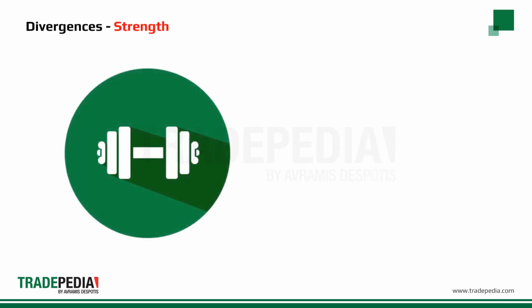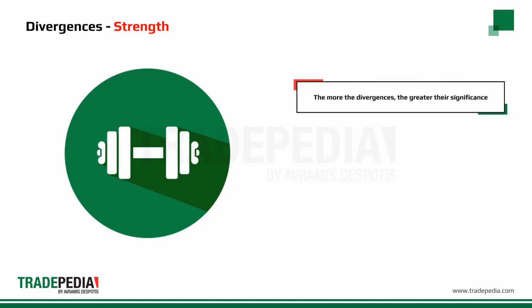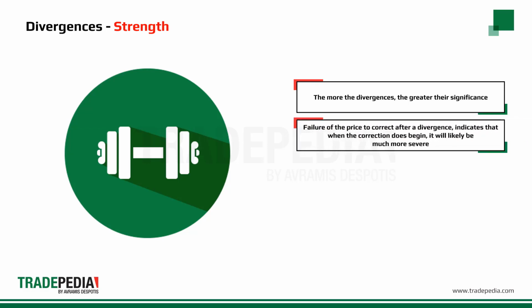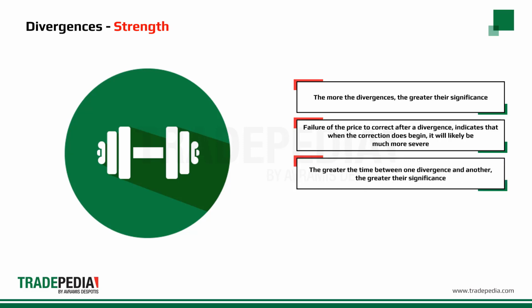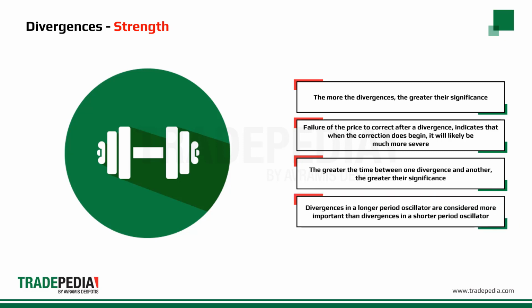One of the indications towards the strength of divergences is the number of divergences. The more the divergences, the greater their significance. Failure of the price to correct after a divergence indicates that when the correction does begin, it will likely be much more severe. The time span between divergences is another indication towards strength. The greater the time between one divergence and another, the greater their significance. Divergences in a longer period oscillator are considered more important than divergences in a shorter period oscillator.